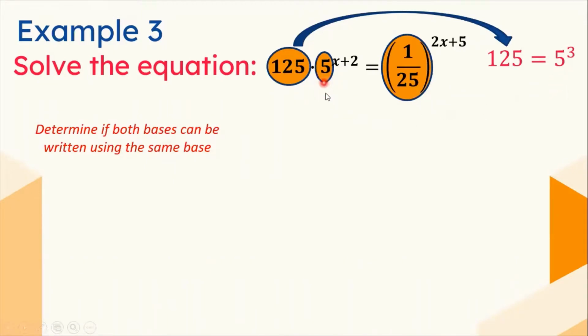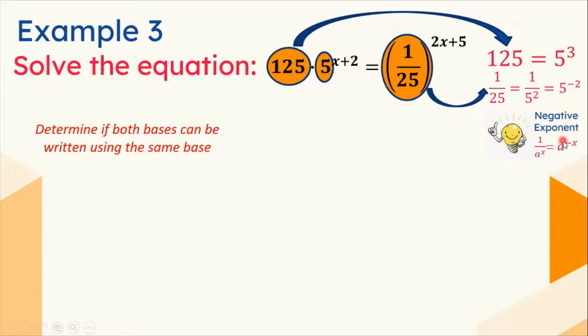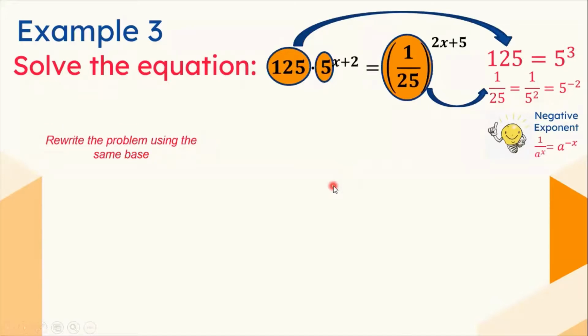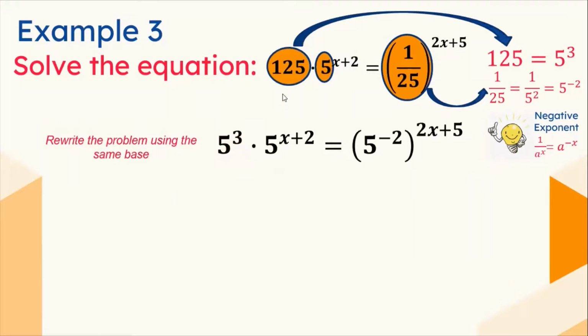For 5, it is just 5 already. Then for 1 over 25, that is equal to 1 over 5 squared, or that is just equal to 5 raised to the power of negative 2. And that is supported by the negative law of exponents. Okay, so now let's rewrite the problem using the same base. So we have now 5 cubed for 125, times 5 raised to the power of x plus 2, is equal to, for 1 over 25 here, 5 raised to the power of negative 2, and then raised to the power of 2x plus 5.